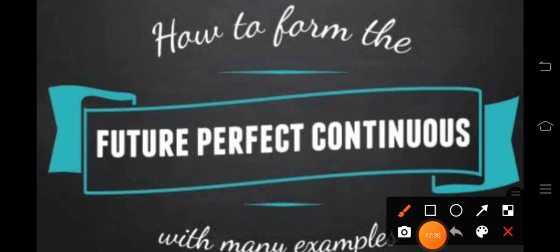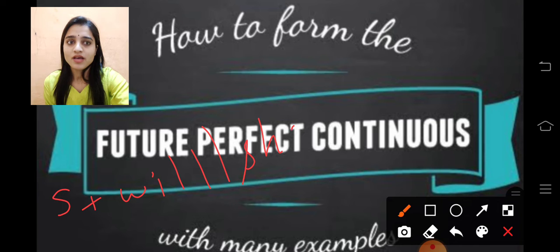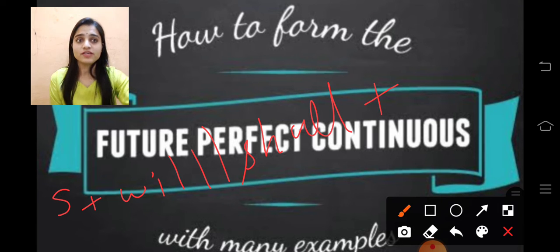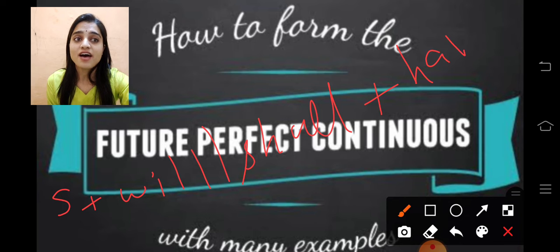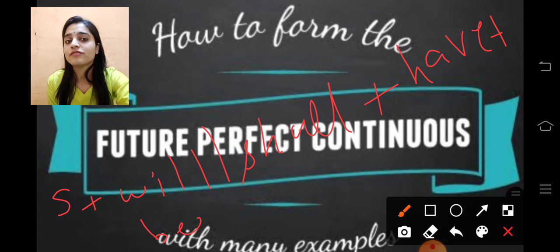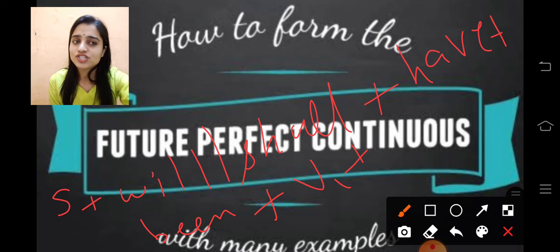Because it is a future tense, so what we will be having? We'll be having will and shall. Because it is perfect tense, we will be having have. And after have, we always have the third form of the verb, and been is the third form of the verb, been. But we have another word, continuous. This means the main verb will be in the ing form, and then the object.